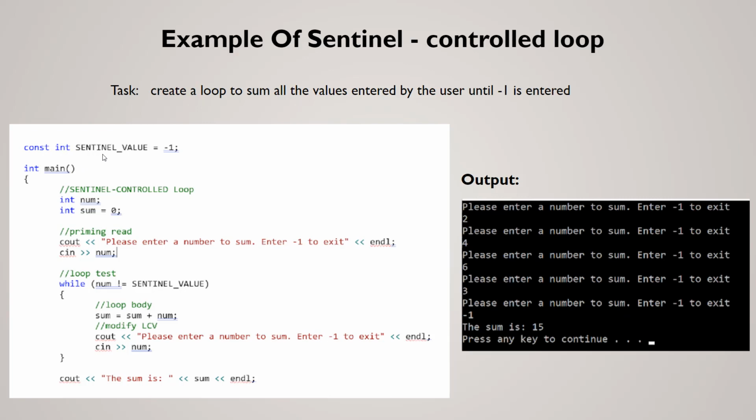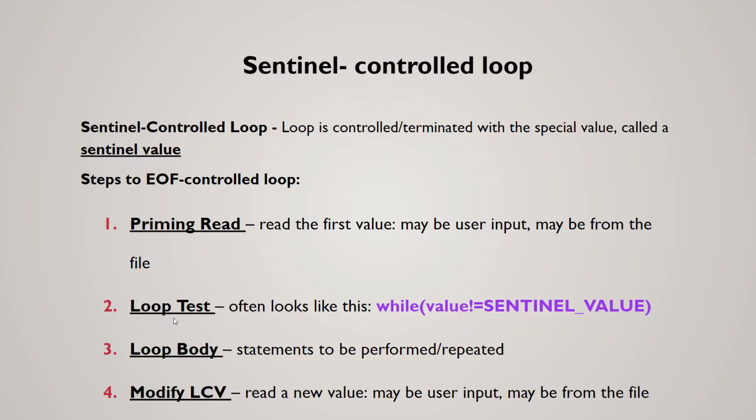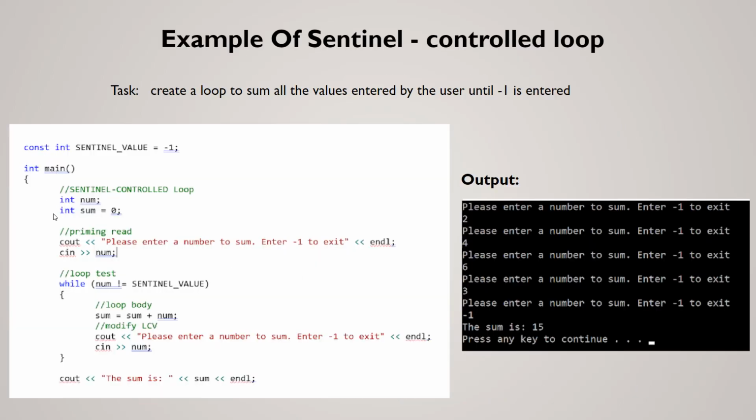So if we look at it here, if I go back really quick, our loop test sometimes looks like this, where value does not equal sentinel value. Well, if we look at this here, this is the exact loop test that we have, where the num does not equal a sentinel value, which is a constant, and our named constant up here is -1. So we ask the user to please input a number to sum, enter -1 to exit, and our priming read is cin num.